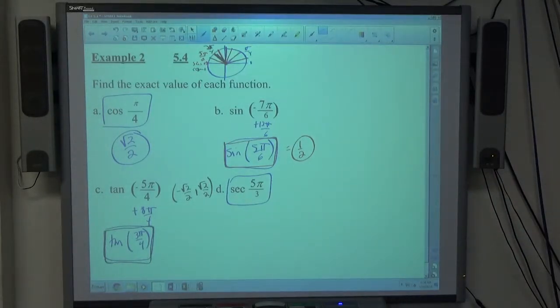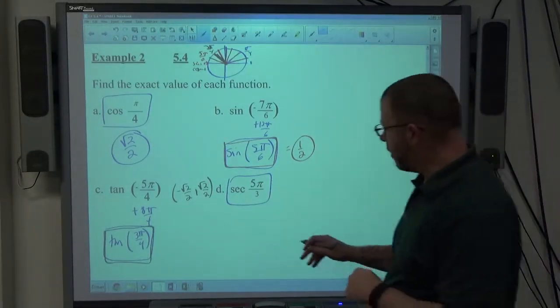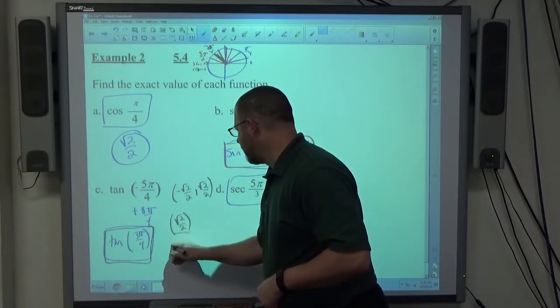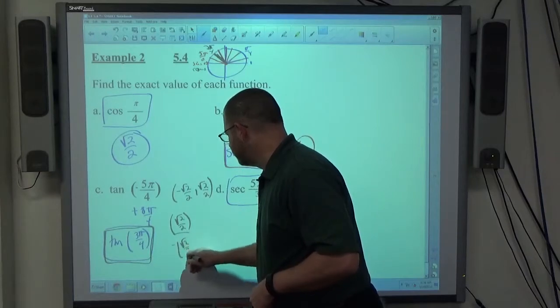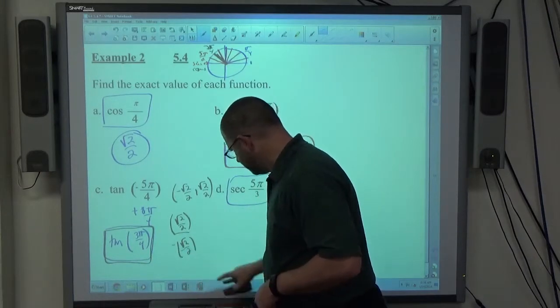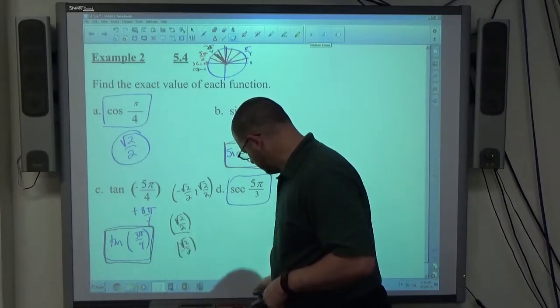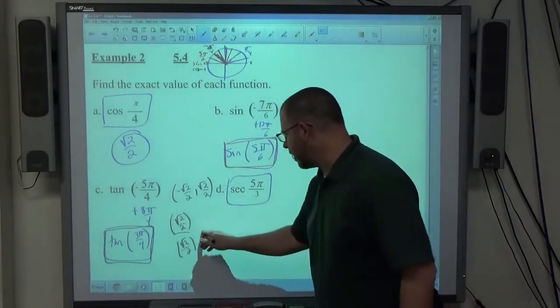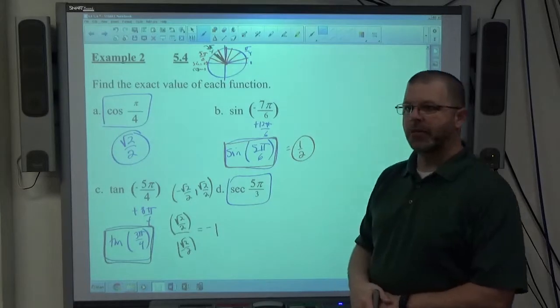Again, tangent is y over x, so I'm going to put the positive square root of 2 over 2 on top. I'll put negative the square root of 2 over 2 on bottom. And divide a number by itself, you get 1. Opposite signs give me a negative, so -1 is the tangent of 3 pi over 4.